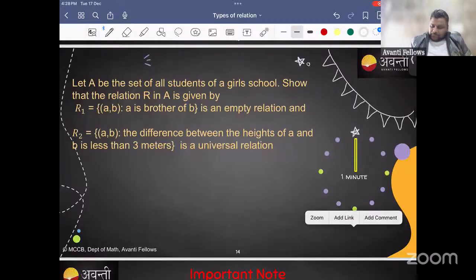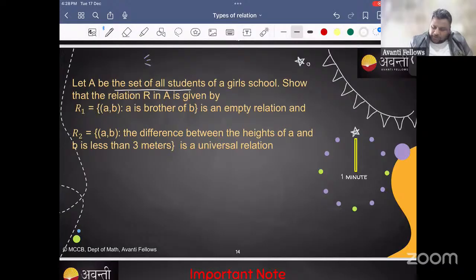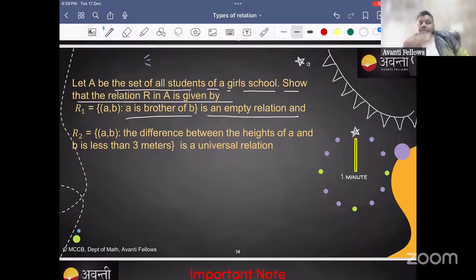Now, see a question. Let A be the set of all students of a girls' school. Show that the relation R in set A given by a is brother of b is an empty relation. First of all, tell me, is it an empty relation or not? Anybody who would like to answer it? Yes, Bhagat, what is the answer? Is it empty or not empty?